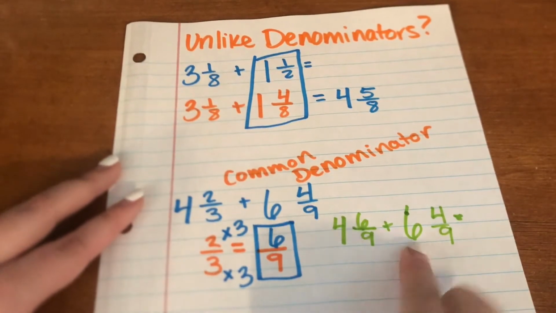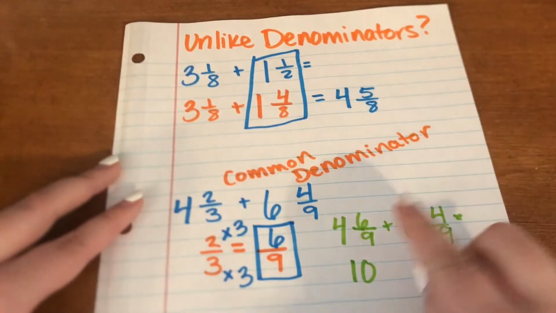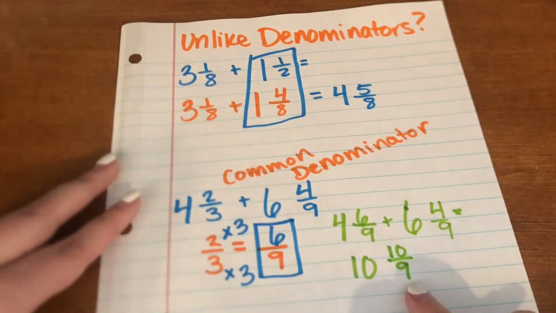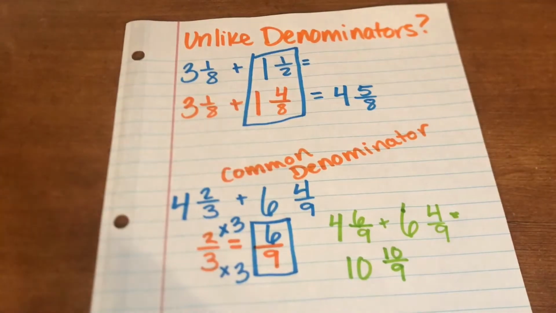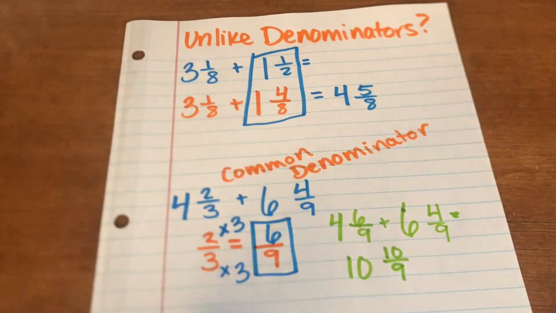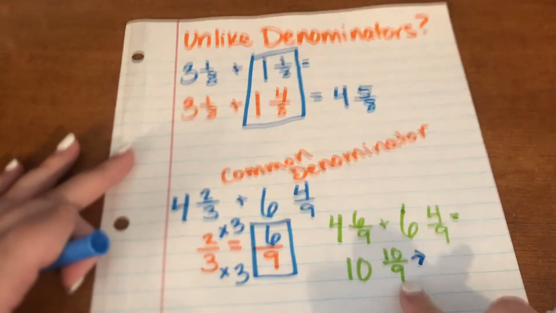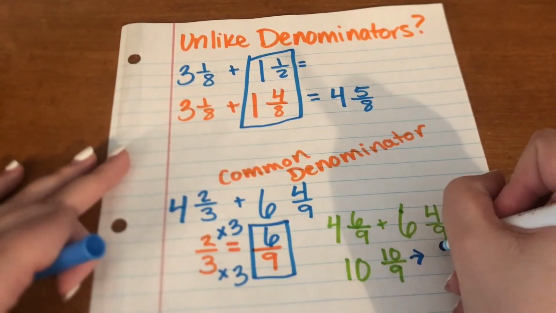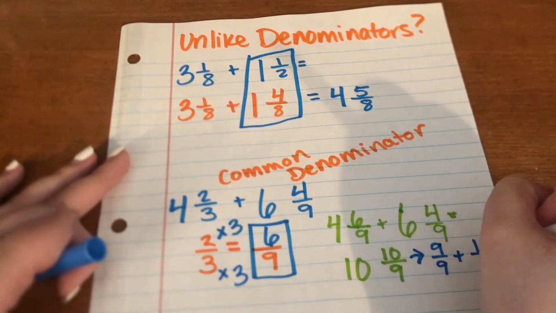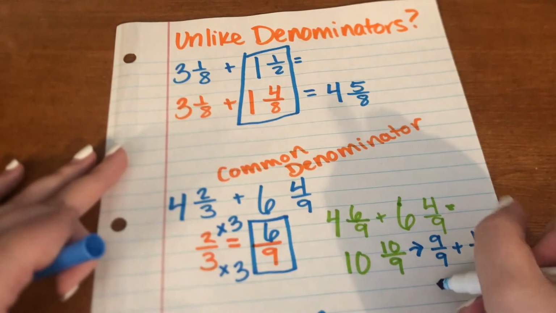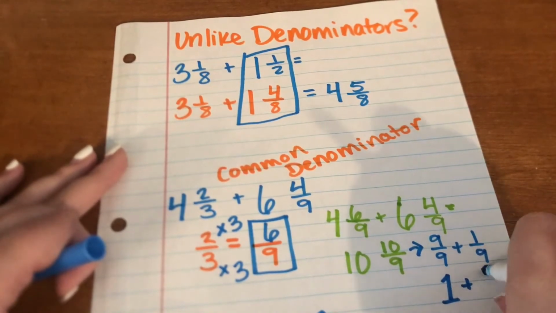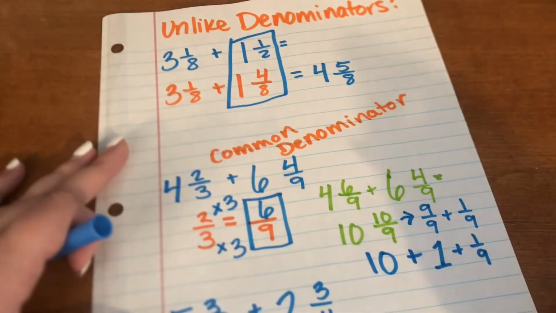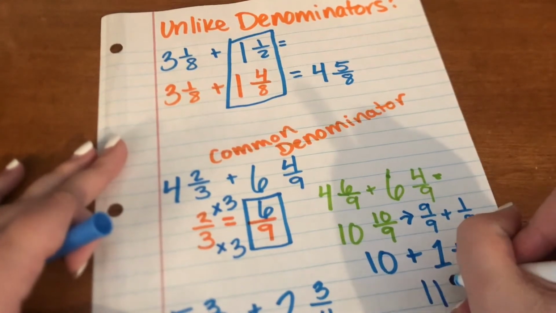So 4 and 6 would be 10, and then 6/9 plus 4/9 would be 10/9. Now, looking at this answer, we're noticing that we have an improper fraction. So we're just trying to see how many groups of 9 we can pull out of 10/9 like we've talked about in past videos. Right? So 10/9 is the same as having 9/9 plus 1 more 9th. So I've just pulled out 1 whole and 1/9. So my answer is 10 plus 1 whole plus 1/9. So my answer would be 11 and 1/9.